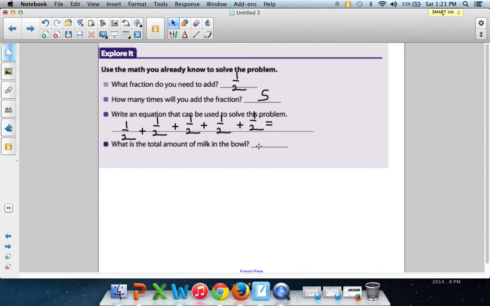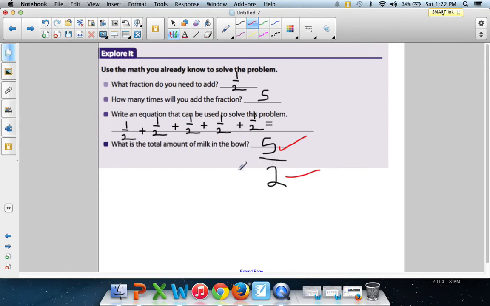Write an equation that can be used to solve this problem. So it's a half cup 5 times: 1, 2, 3, 4, 5. And what's the total amount of milk in the bowl? Well, here we go. 1, 2, 3, 4, 5. It should be 5 halves. However, you can't leave it like that. 5 halves? That's weird, because the top number is bigger than the smaller number. The numerator's bigger than the denominator.